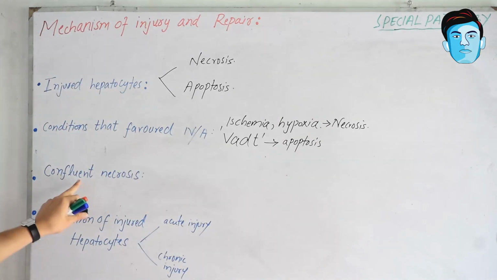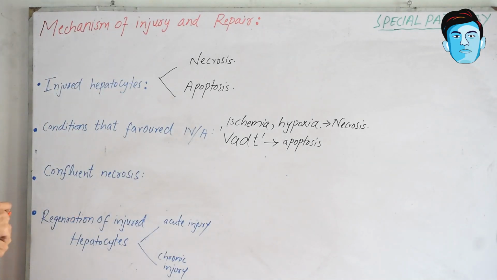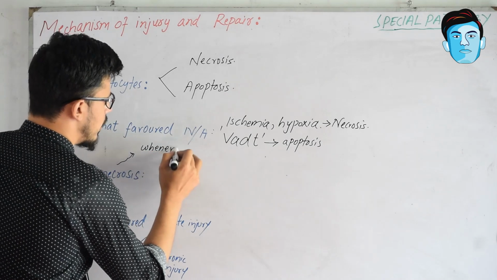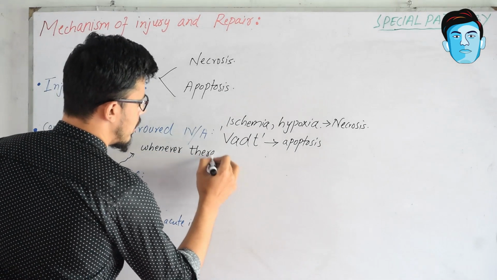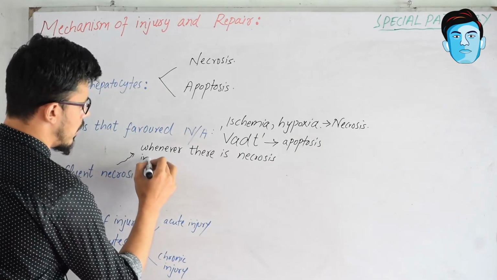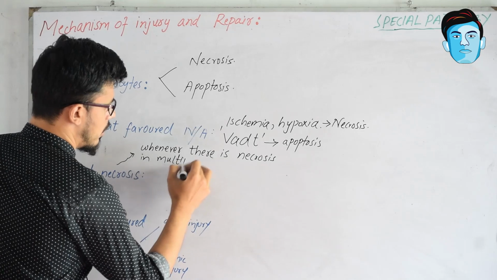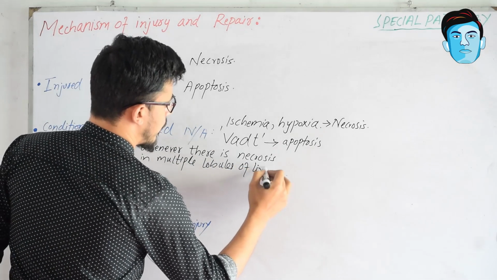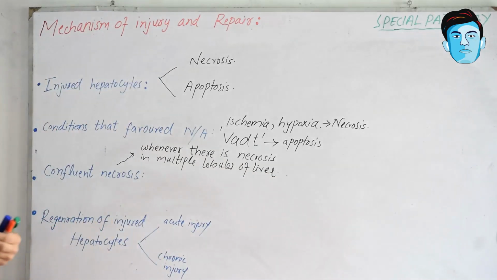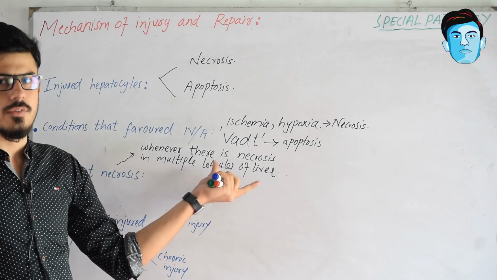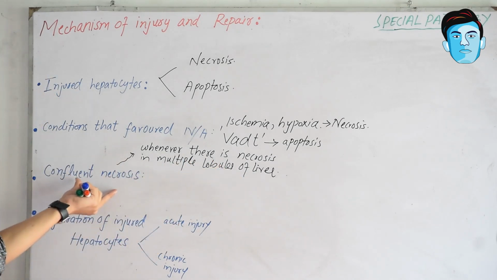Now, there is another term mentioned in the book, that is confluent necrosis. What does confluent necrosis mean? It means whenever necrosis occurs in multiple lobes of the liver, that term is called confluent necrosis.